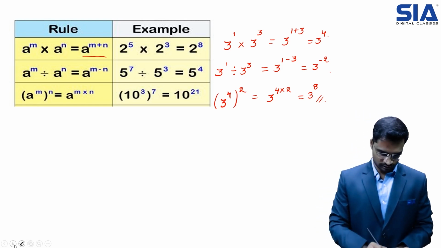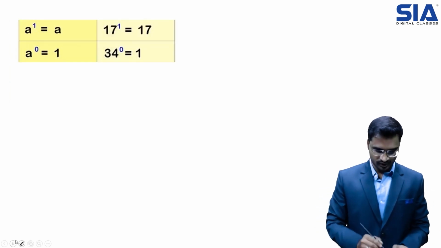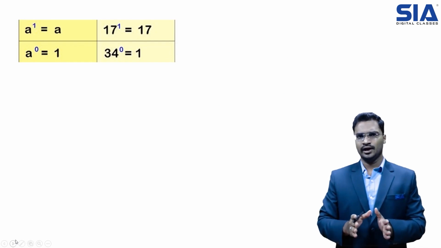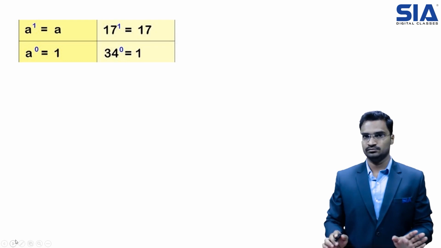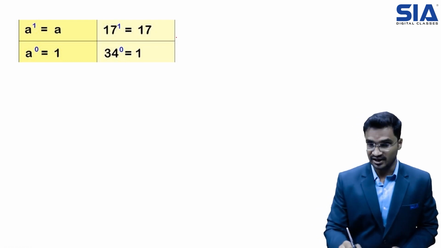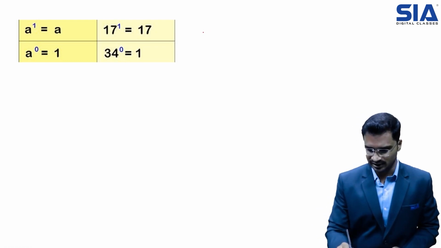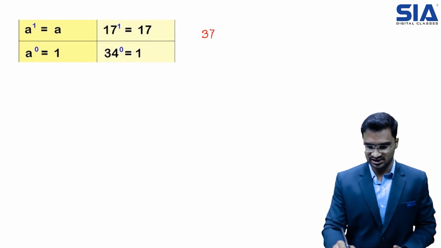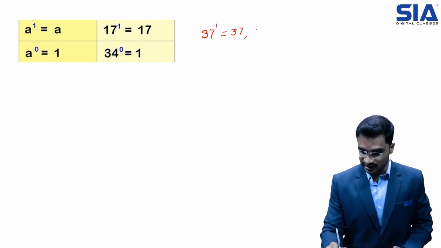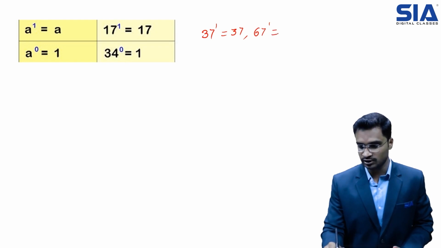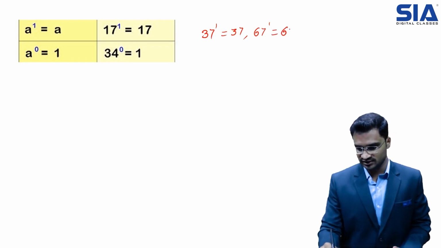Coming to the next law, it is also an important law. What is this? Anything to the power of 1 is itself. Let us take a simple example like 37. 37 to the power of 1 gives me a value of 37 itself. Any number, 67 to the power of 1, is also itself, 67.